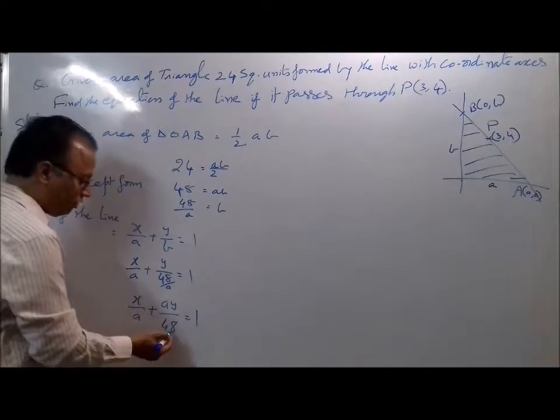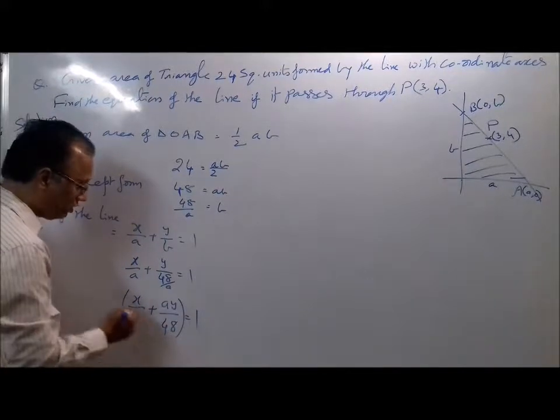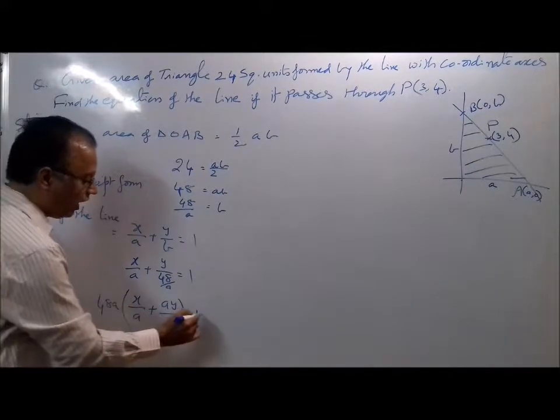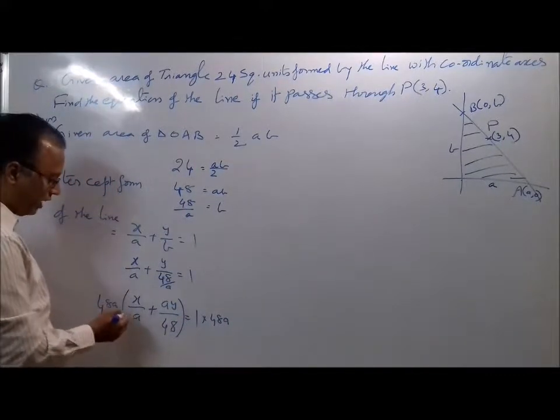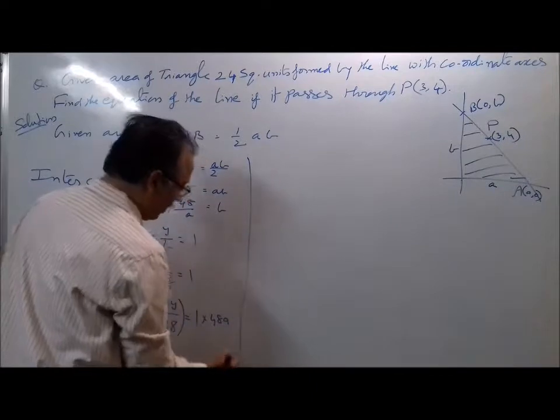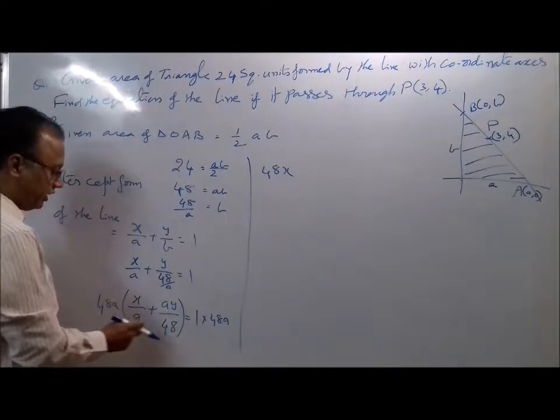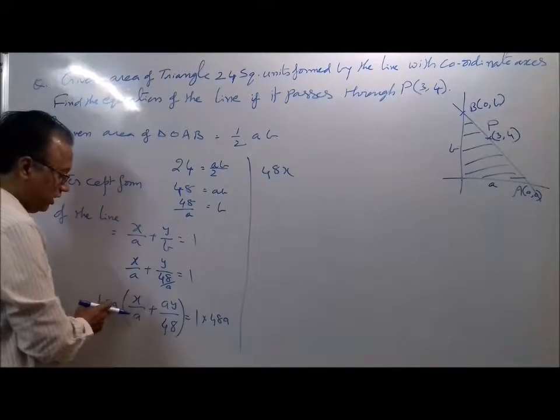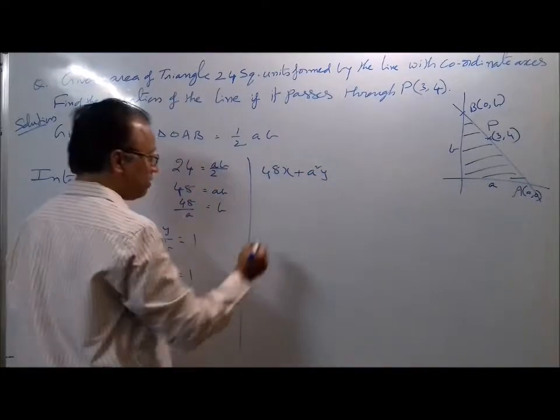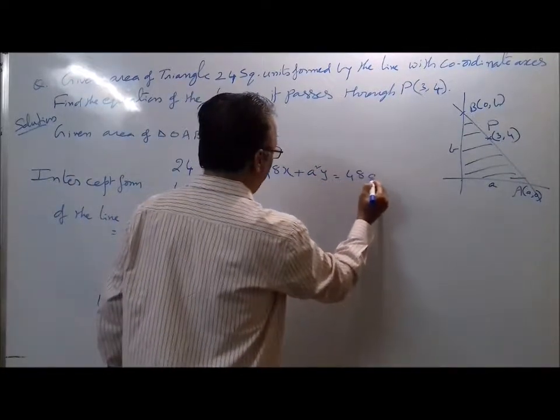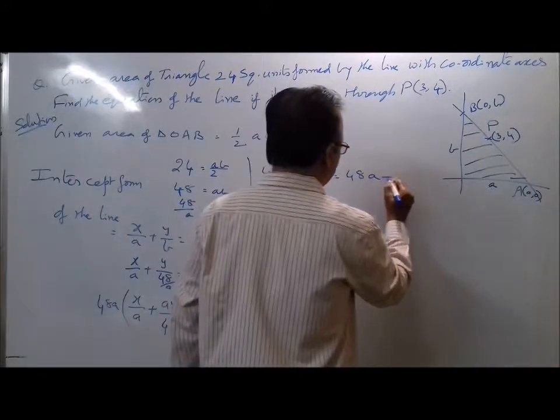So I take 48A as the LCM. Multiply by 48A on both sides. Then here A will cut, so this will be 48x. Here 48 will cut, A into Ay plus, A square y is equal to 48A. So this is the equation of the line.